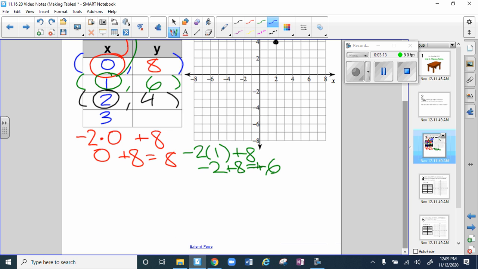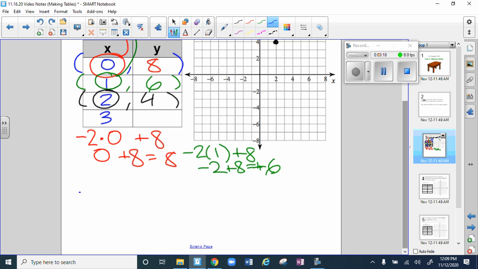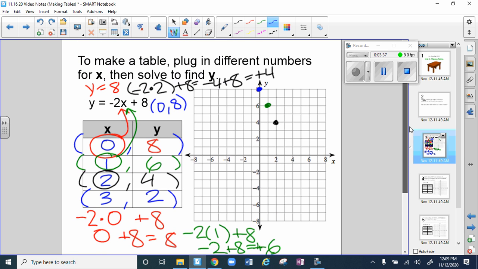And then my last value that I had for x was 3. So I'm going to plug that into my equation. So -2 times 3. And then I'll add 8. So -2 times 3 is a -6. Plus 8 gives me +2. So my point 3, 2 is a solution to my equation. It's in my table, and I can plot that on my graph.